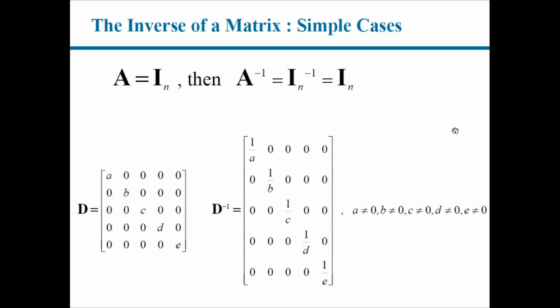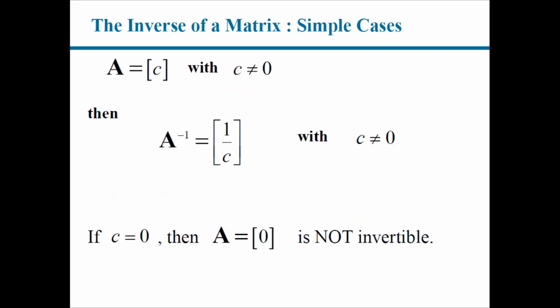So those are easy cases where you have identity or diagonal matrix. It's easy to find an inverse if all the entries on the diagonal are different from 0. If one of them is 0, then bye-bye, that matrix doesn't have an inverse.